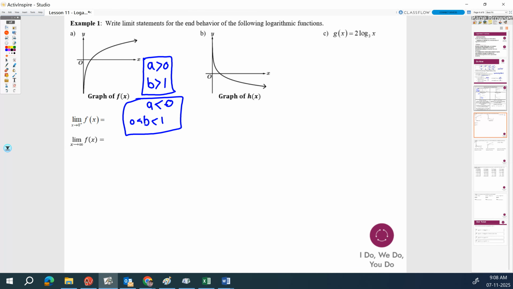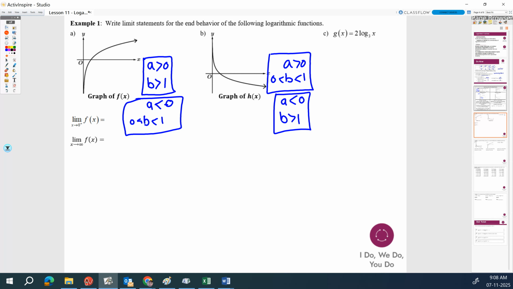So either of these two conditions would be that one. And then this is where A is positive, B is between 0 and 1. It would look like this. Or you can just reflect that one, where A is negative, B is greater than 1. It can be either or.